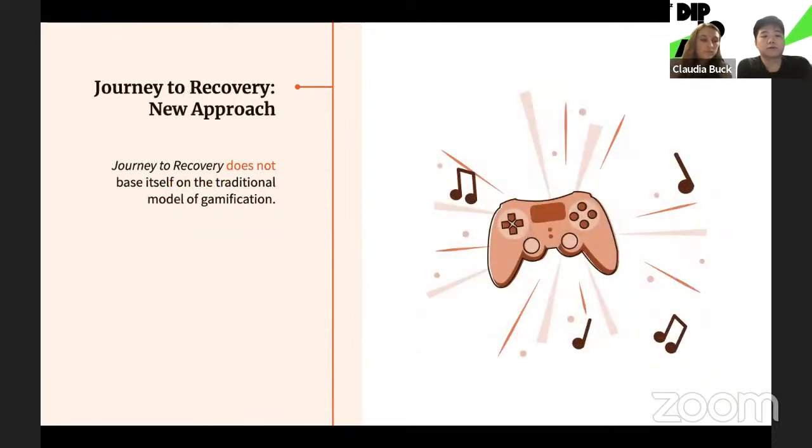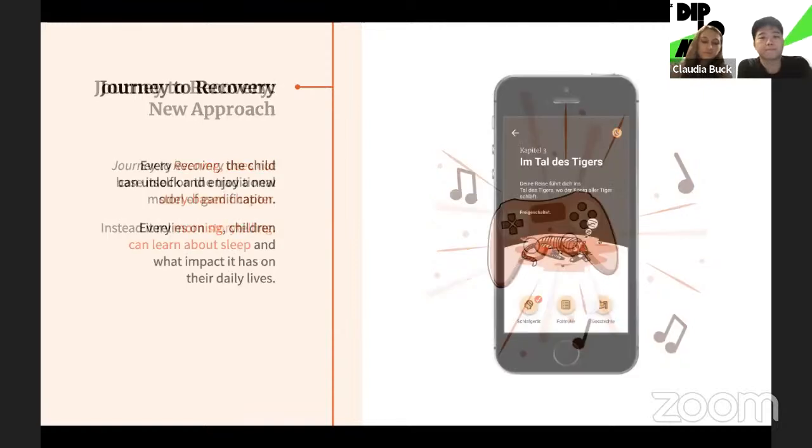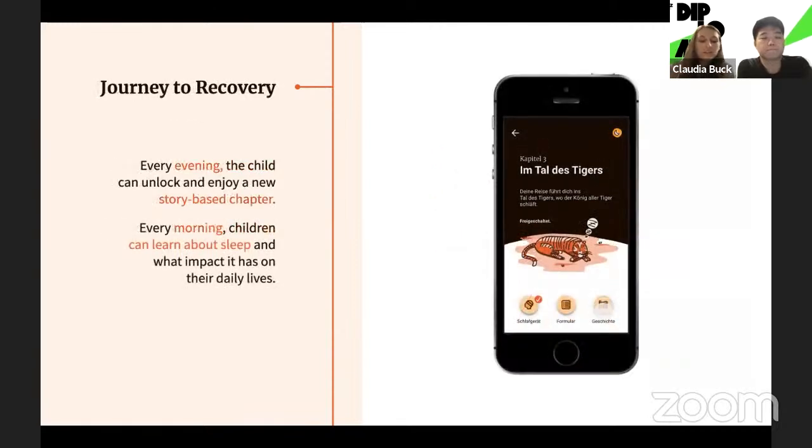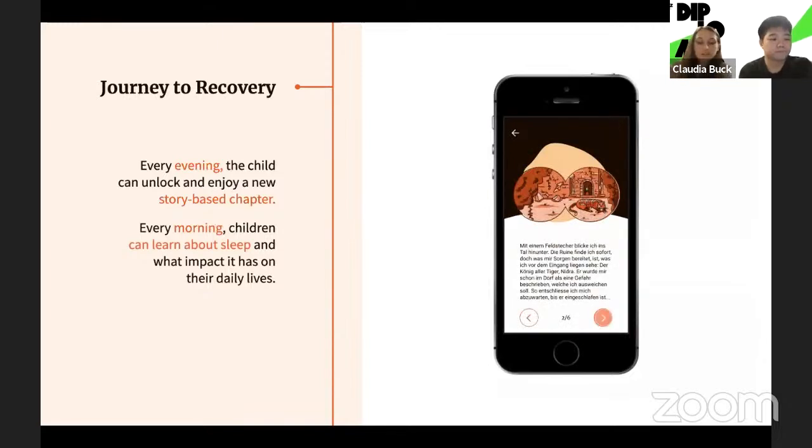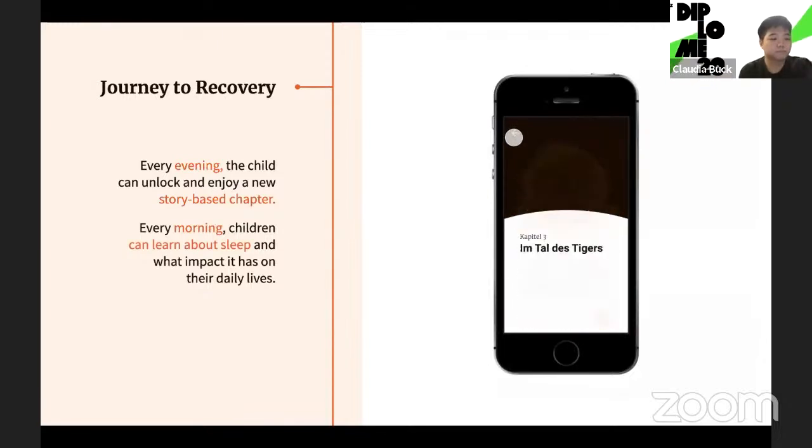What makes Journey to Recovery different? In medicine, gamification methods like points and level up systems are often used to motivate the patients, but critics are of the opinion that these examples can distract from the actual therapy. For this reason, with Journey to Recovery, we rely on storytelling. So every evening, the child can enjoy a narrative chapter, which can only be unlocked once they have completed the medical treatment of the day.